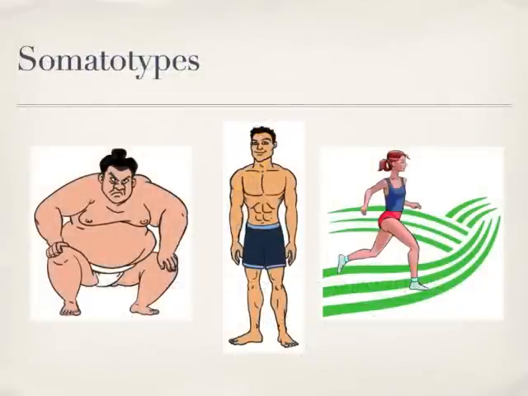A sports person's body type is called a somatotype. Different body types suit different sports. There are 3 different types. There's an endomorph, a mesomorph and an ectomorph.